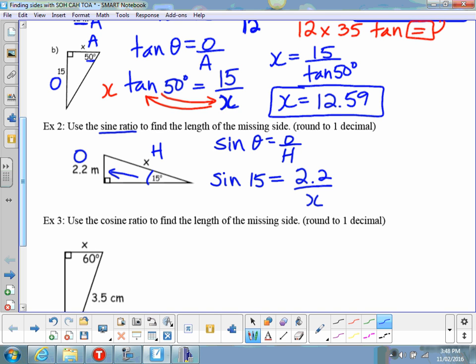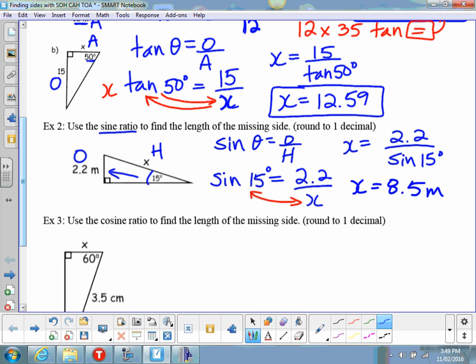So you see we get the same situation here. I'm going to swap my sine 15 with my x. We need that x to be up on top. So it's going to be 2.2 divided by sine 15 degrees. And when I round that to 1 decimal place, it's going to be 8.5 meters.